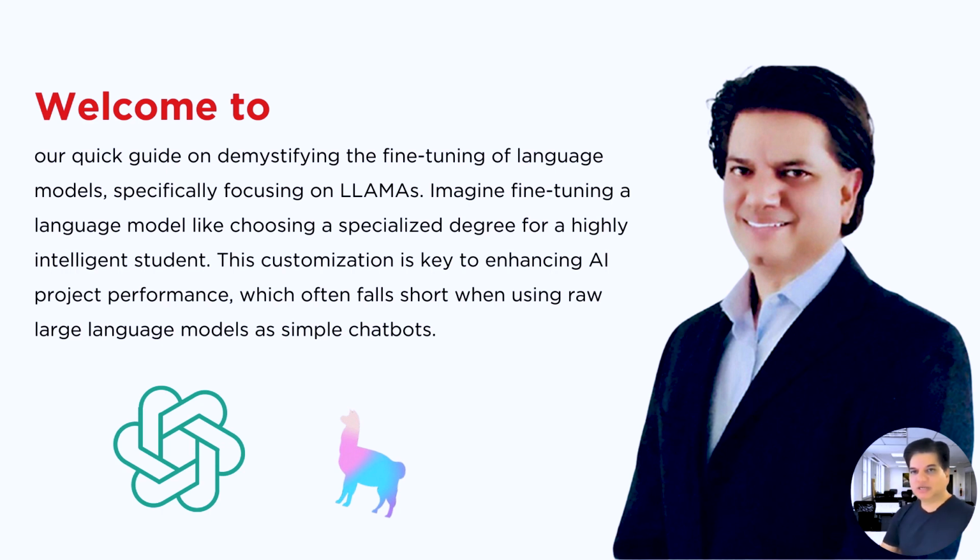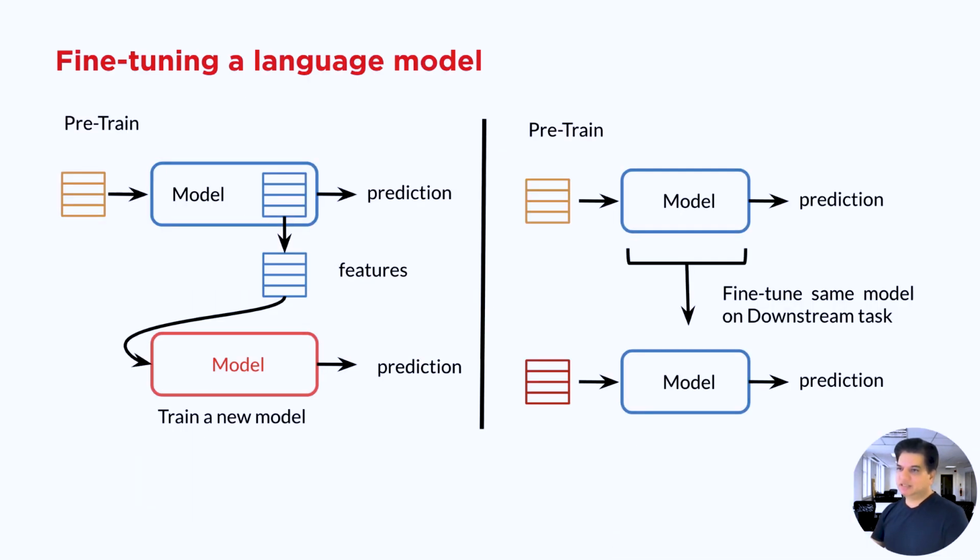Imagine fine-tuning a language model like choosing a specialized degree for a highly intelligent student. This customization is key to enhancing AI project performance, which often falls short when using raw large language models as simple chatbots. Fine-tuning a language model from first principles is essential. Instead of relying on analogies, this method roots the process in foundational truths, enabling better customization.